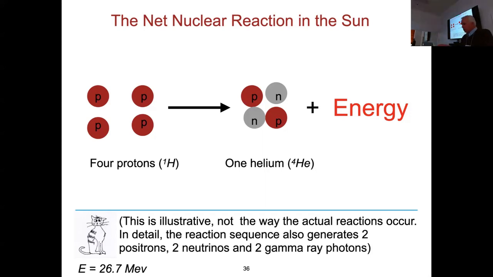Now, this doesn't happen once in the sun. This happens billions and trillions of times every second. And that energy that's released was originally in the electric and strong force energies of the nucleus. So you get lots of energy.